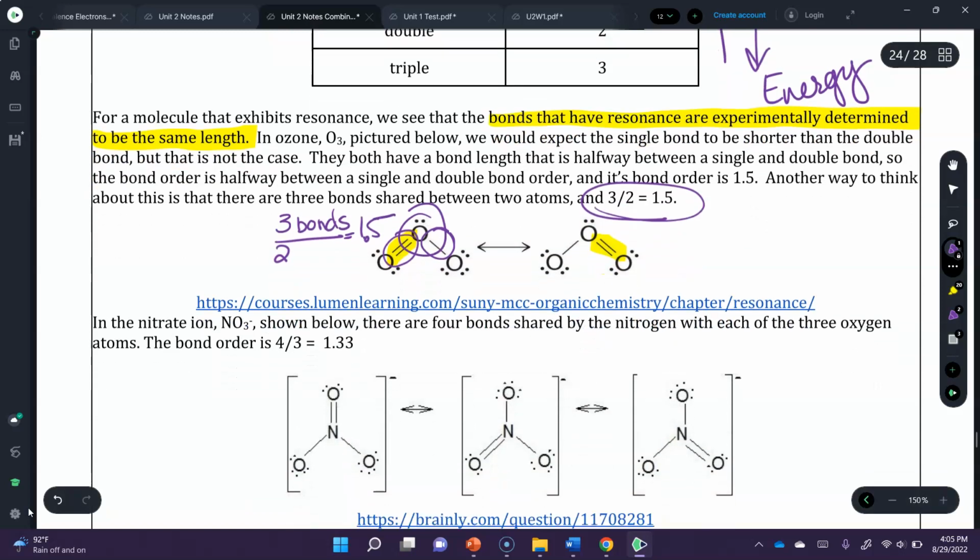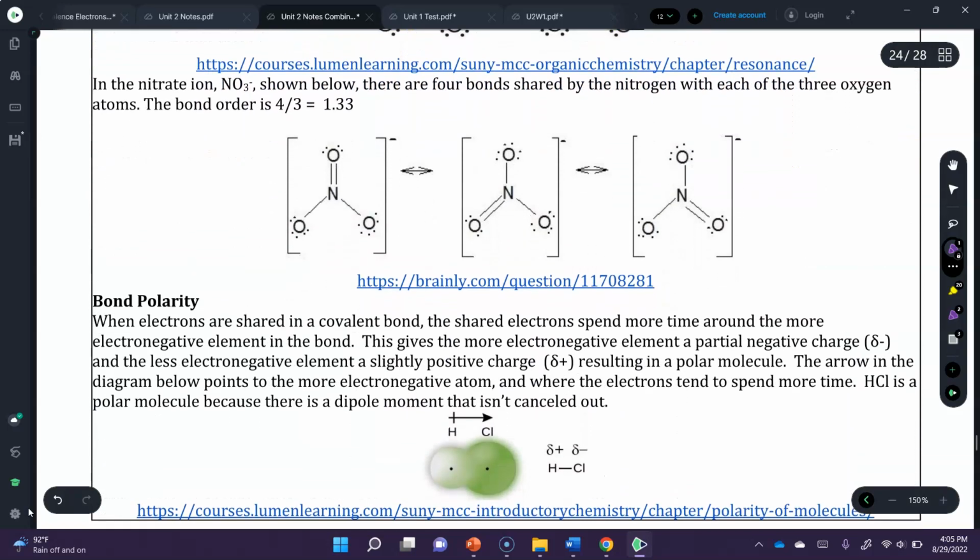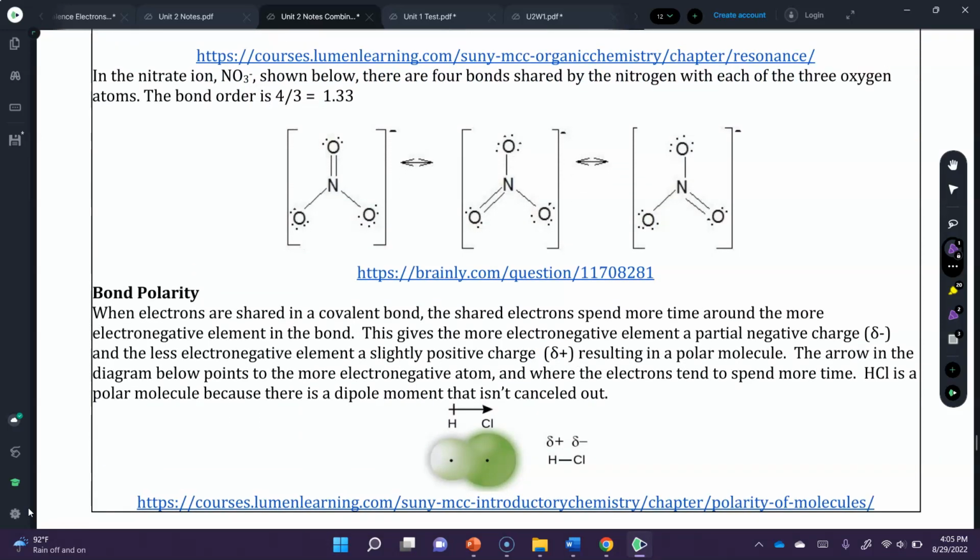In the nitrate ion, we see that there are 4 bonds, right? 1, 2, 3, 4, shared between 3 atoms, the 3 oxygens bonded to the 1 nitrogen. So that means our bond order is 4/3, or 1 1/3.